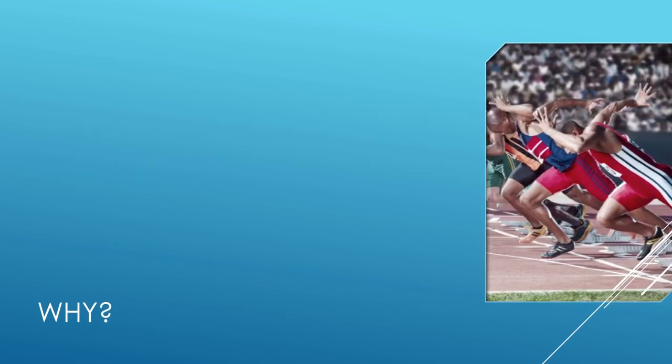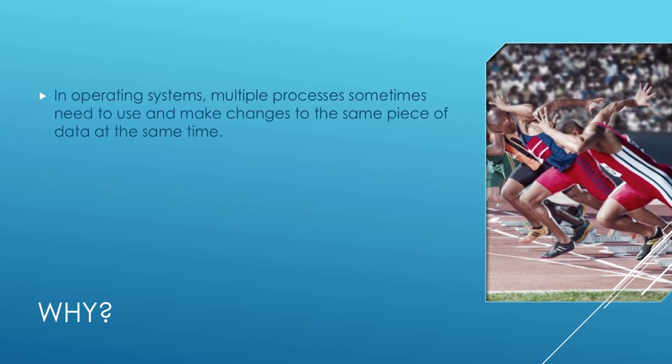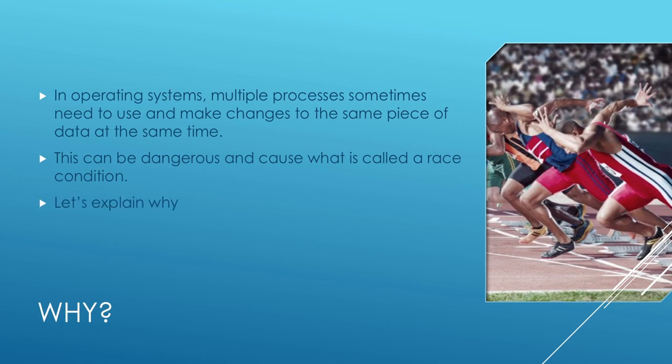Why do we care about atomic instructions? What purpose do they serve? In operating systems, multiple processes sometimes need to use and make changes to the same piece of data at the same time. This can be dangerous and cause what is called the race condition. Let's explain why this is dangerous and how atomic instructions solve it.